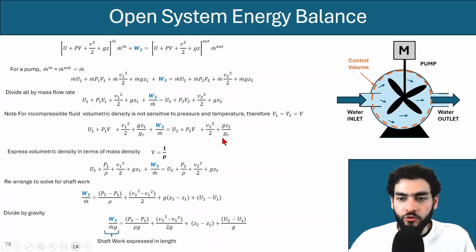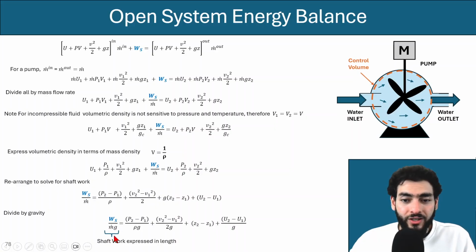And in this case, if we substitute that into the equation, and if we actually express the volumetric density in terms of mass density, the volumetric density is equal to 1 over the mass density. So if we substitute that into this equation, now this is what we get. And if we rearrange to solve for shaft work, which is essentially the work of the pump, we will get this relationship. And if we divide by gravity, we finally get this expression, which is essentially shaft work expressed in length.